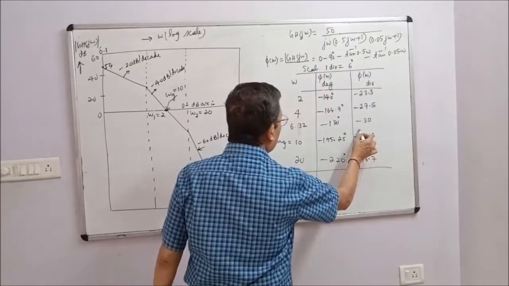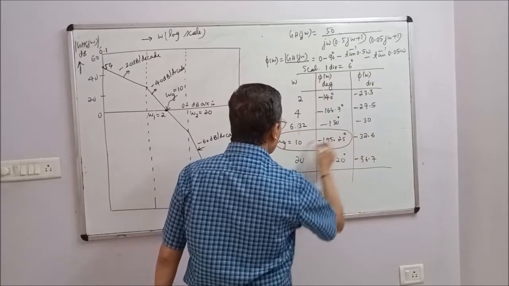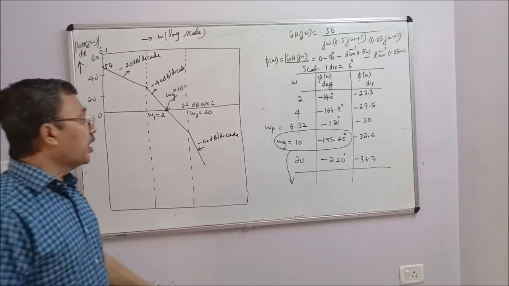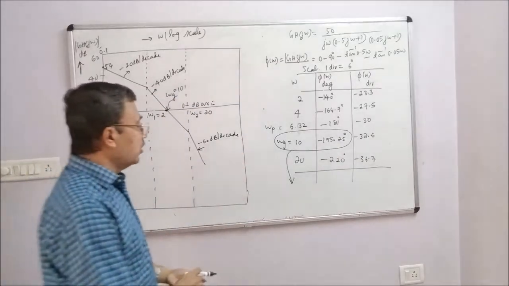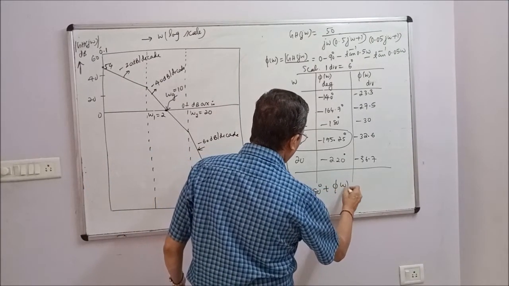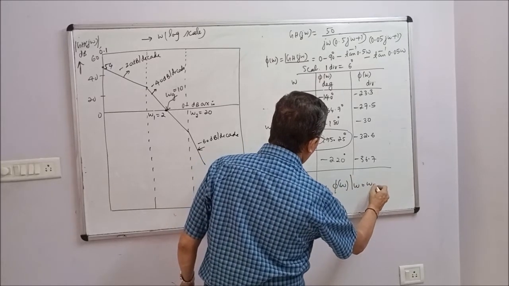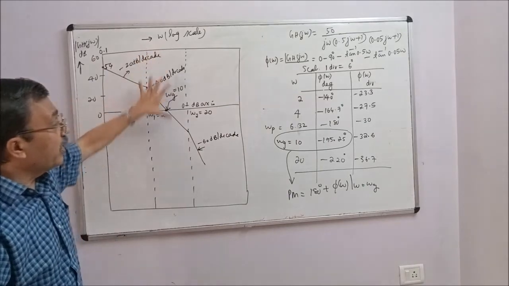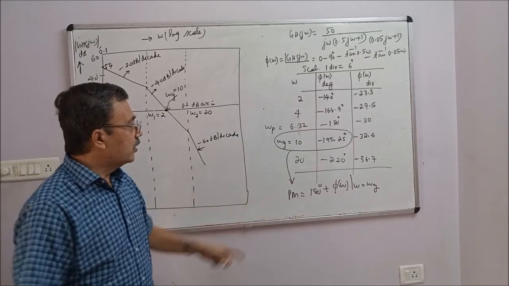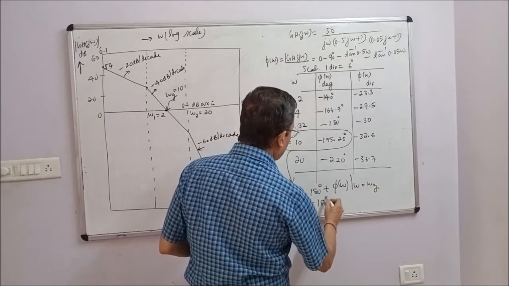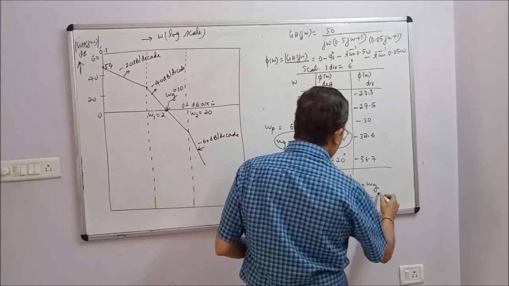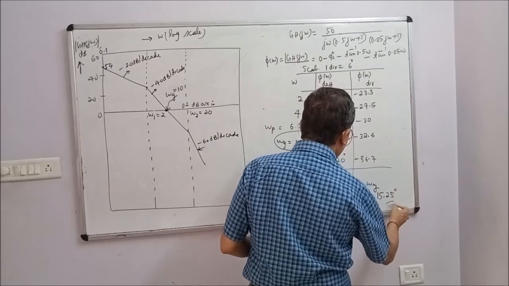Actually, this value will help you to calculate phase margin accurately. There are two values of omega that are very important. One is omega p, the other one is omega g. What is phase margin? Phase margin is equal to 180 degrees plus phi of omega at omega equal to omega g. Before plotting the graph, from this table itself, I can calculate phi of omega at omega g. Minus 195.25 degrees. This means phase margin is minus 15.25 degrees.